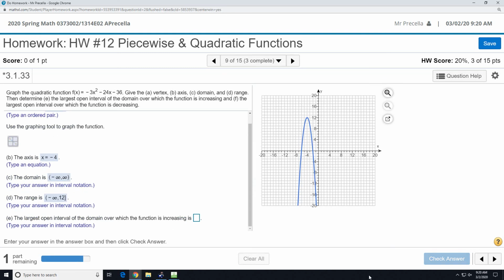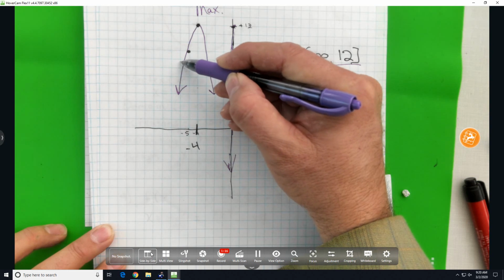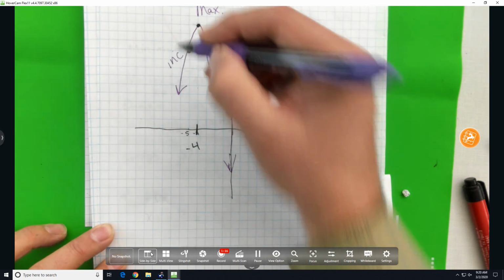Okay, now let me do the increasing and decreasing. It says find the largest open interval of the domain over which the function is increasing. Well, remember it changes at the vertex, and here's the x-axis, because they said the largest interval of the domain, so you're looking at the x-axis. So it's going to change at -4. So over here, is it increasing or decreasing? If you trace along here, is it increasing or decreasing? Increasing. It's increasing to the left of -4.